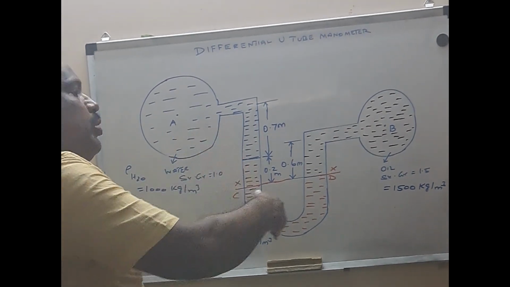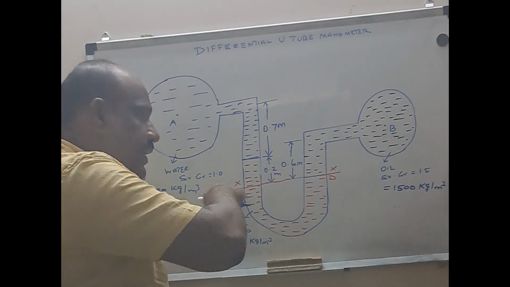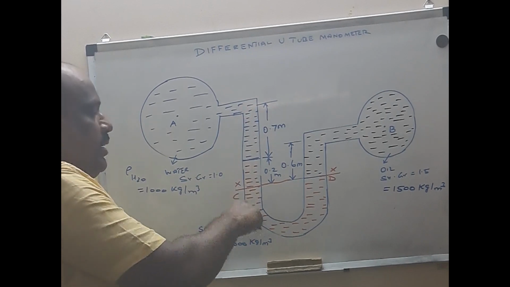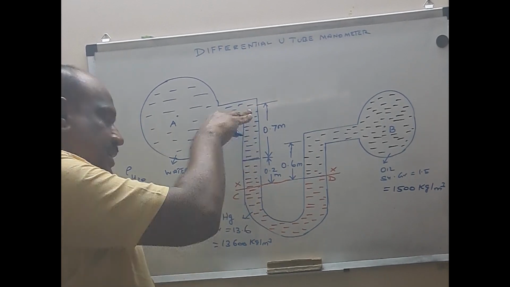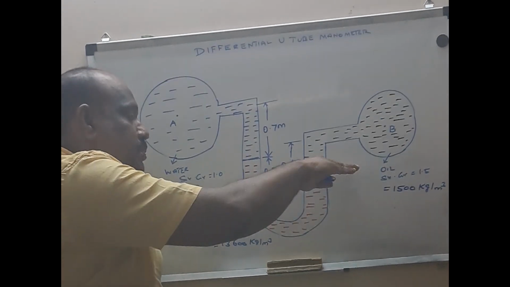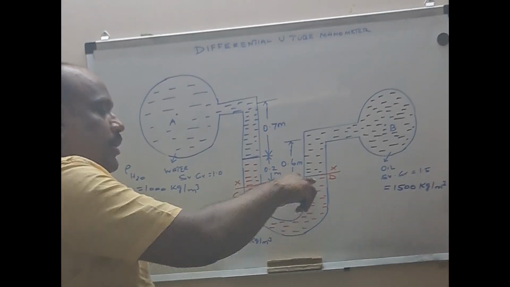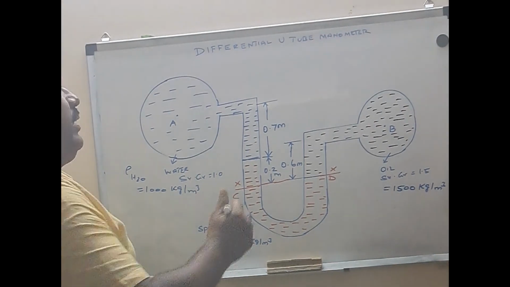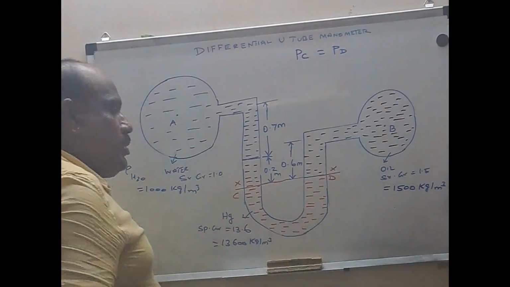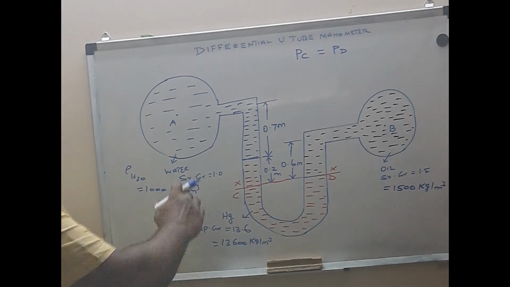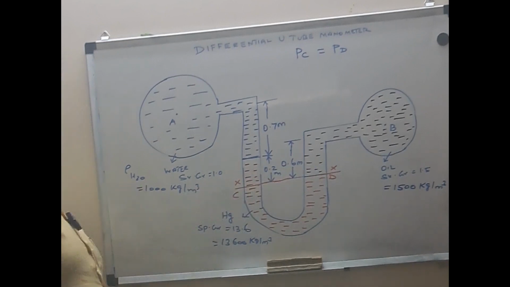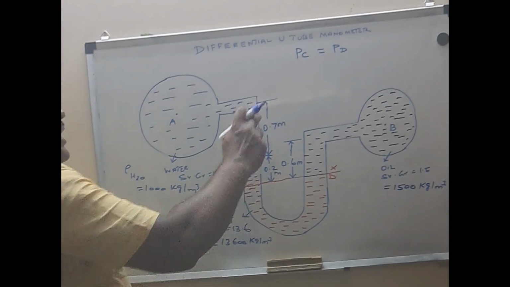So how to find the difference between A and B? Since it's a normal U-tube manometer, we have to fix the datum at the lowest possible level. Here the water is getting separated from the oil at this height, but still we can move down because it's a normal U-tube manometer. The datum can be fixed at this particular height where both are mercury. So we know the principle that PC equals PD. Based on this formula only we are going to solve this problem. It's very simple. The pressure at C will be equal to the pressure at D, because both are at the same height, which means the pressure will be the same. Now let us try to find PC.